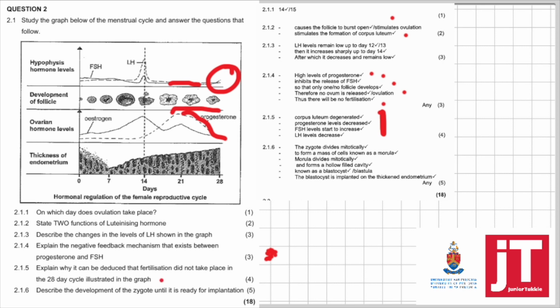216. Describe the development of the zygote until it's ready for implantation. Well, that's easy. The zygote will undergo mitosis to form a mass of cells called the morula. The morula will undergo more mitosis to form a hollow-filled cavity called the blastocyst, and the blastocyst is implanted in the thickened endometrium. Right, that was a nice question.